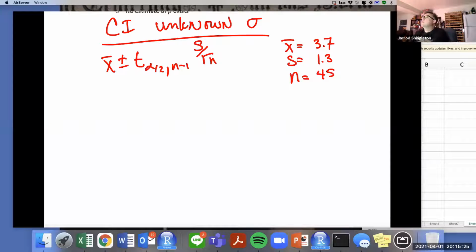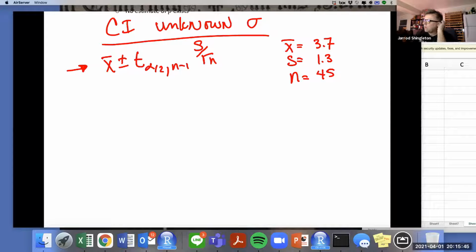Hello folks, in this video I'm going to show you how to create a confidence interval with an unknown sigma around some sort of x bar. Often you're going to be given the x bar, but you might have to calculate the x bar, and I'm going to be using Microsoft Excel to do that. So this is the formula for the confidence interval that I'm going to be using.